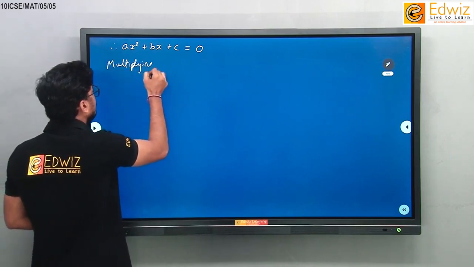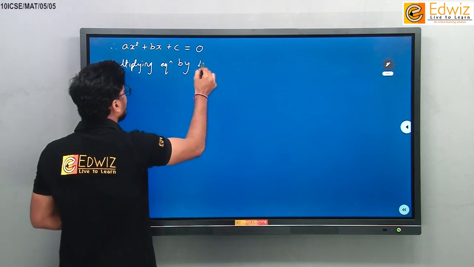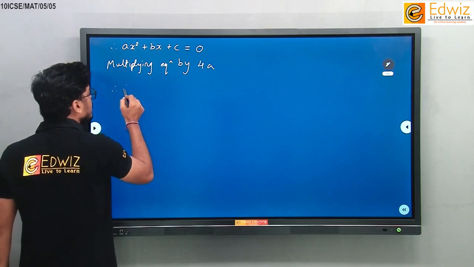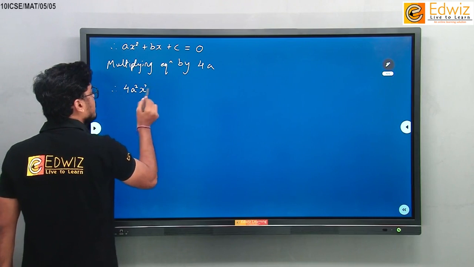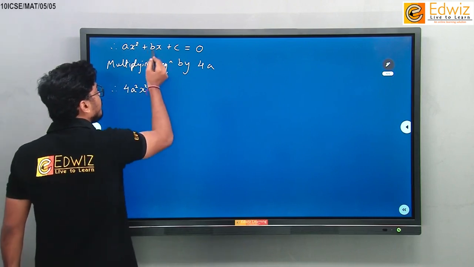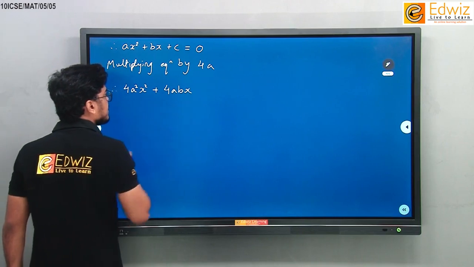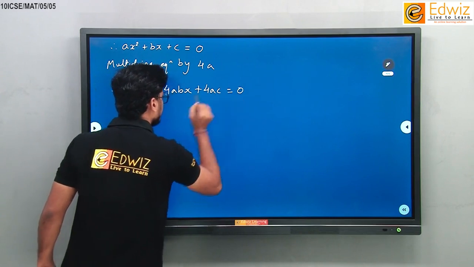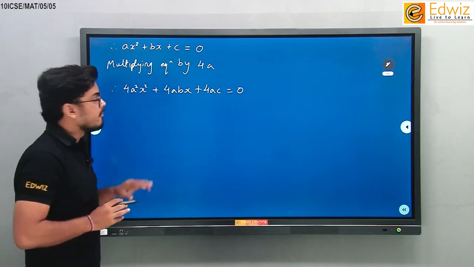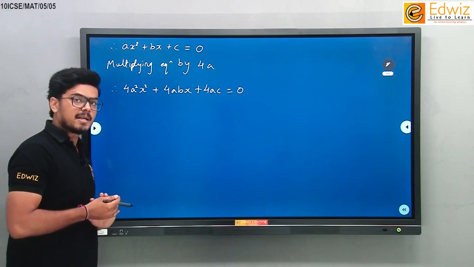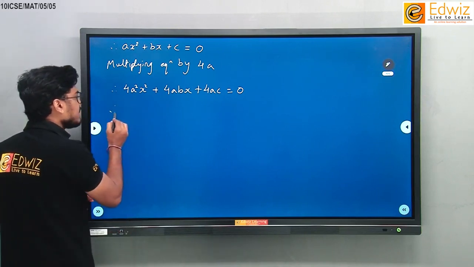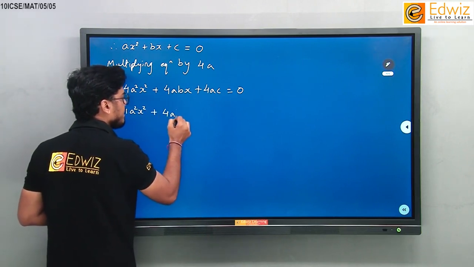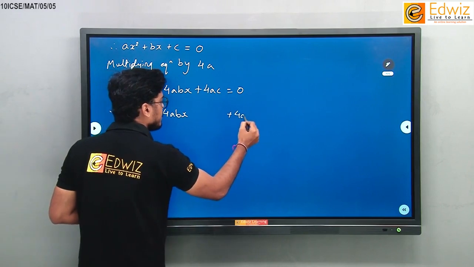What will happen if I multiply the entire equation by 4a? So if I multiply by 4a here, this will become 4a square x square, the first term, then plus 4abx, the second term, and the last term will become 4ac equal to 0. Okay, this is now the quadratic equation. I multiplied the whole equation by 4a. Now in this equation, can I write it like this? 4a square x square plus 4abx and this 4ac here equal to 0.